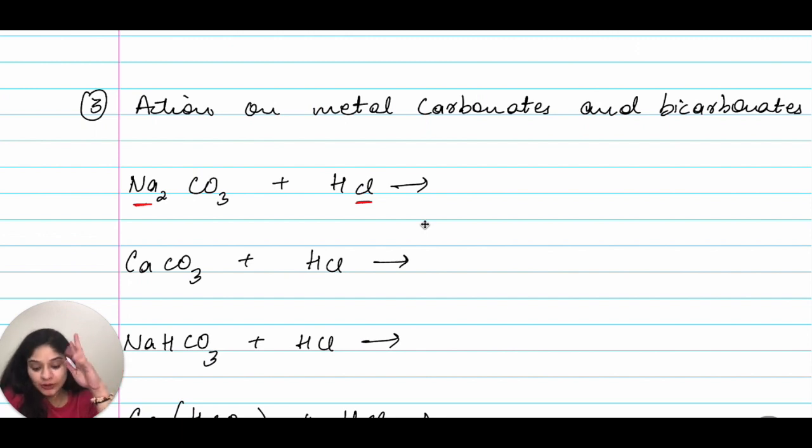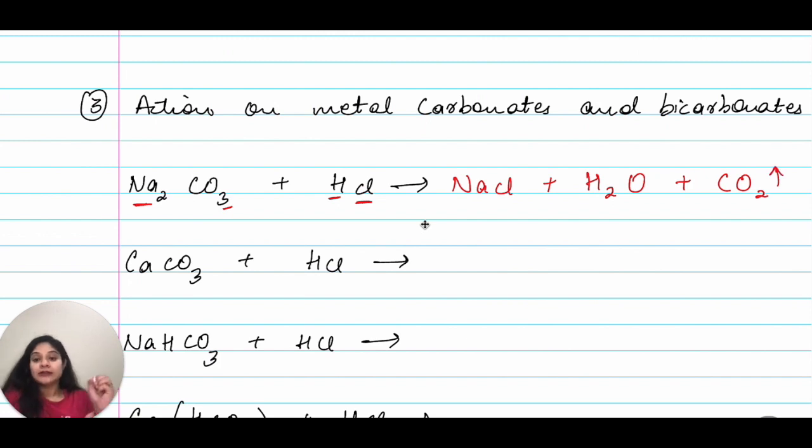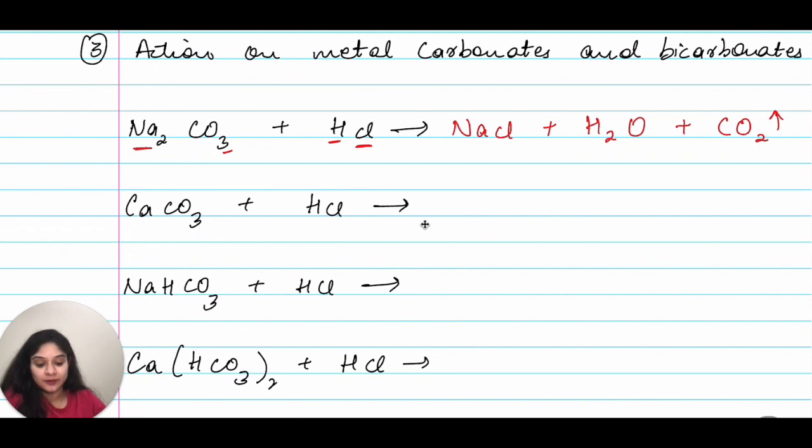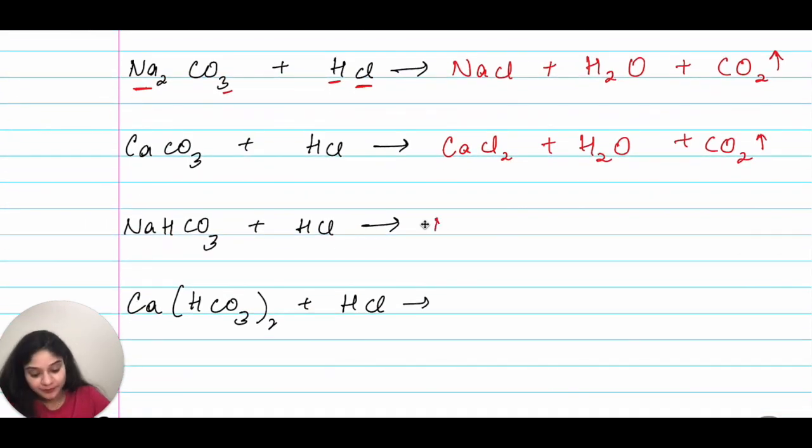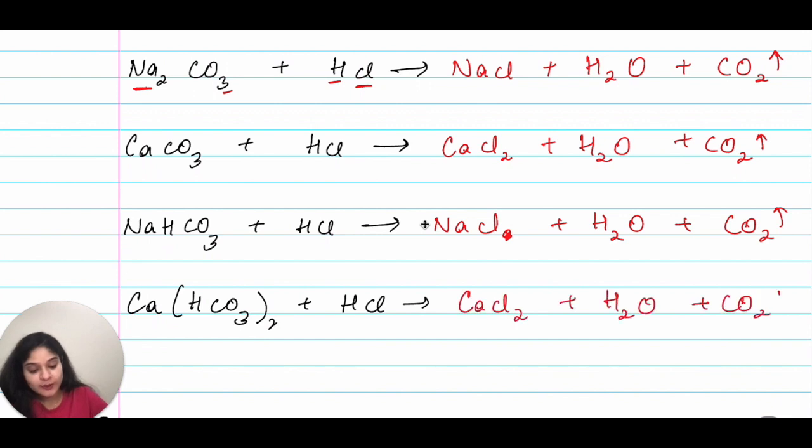compounds. So let's look at the first reaction. So I'll get NaCl, that will be my metal chloride. Along with that, my hydrogen will combine with one oxygen and gives me water, and I will get carbon dioxide gas. Let's look at the next one. CaCO3 plus HCl. I am looking for a metal chloride. So CaCl2 plus I'll get water. Along with that, I'll get carbon dioxide gas. Same thing in the next one. NaCl plus H2O plus carbon dioxide. Again CaCl2 plus water plus carbon dioxide gas.